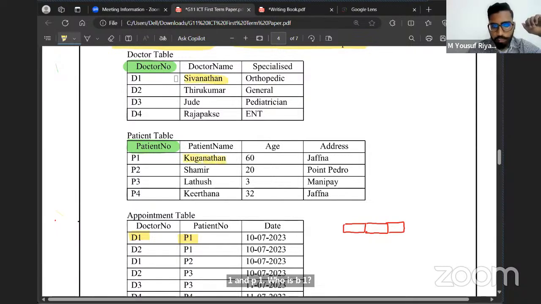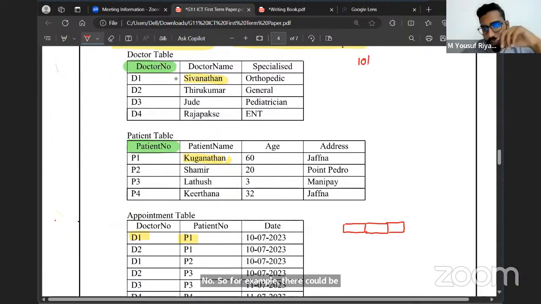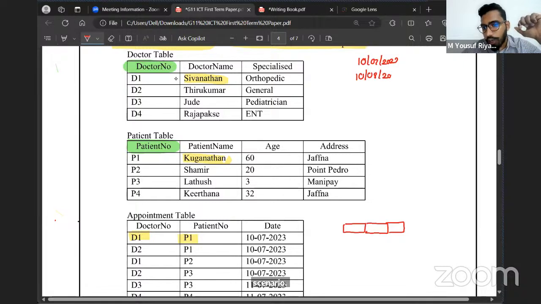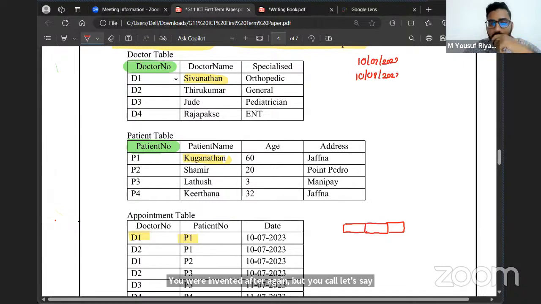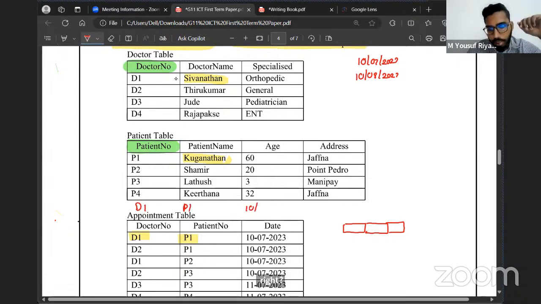Who is P1? P1 is Kugandan. If you go to a hospital, can you give me a guarantee that you will meet a doctor only once in your lifetime? Can you give that guarantee? No. So, for example, there could be scenarios where you met the doctor on 10th of July, and you met the doctor again on, let's say, 10th of August. Next month again you met him. So in that case, the same patient met the same doctor on a different date, then there will be a repetition, right? There might be another record called D1, P1. The date might now be 10th of August.